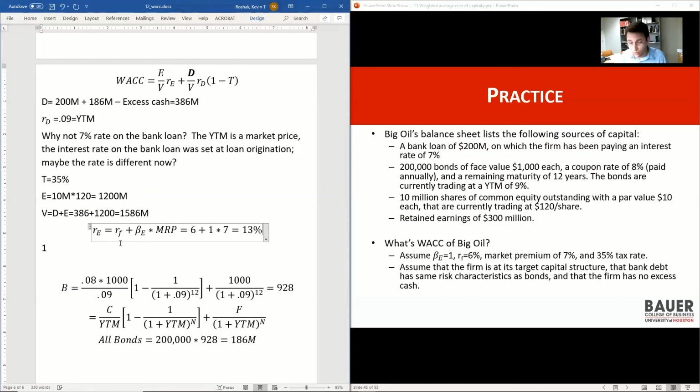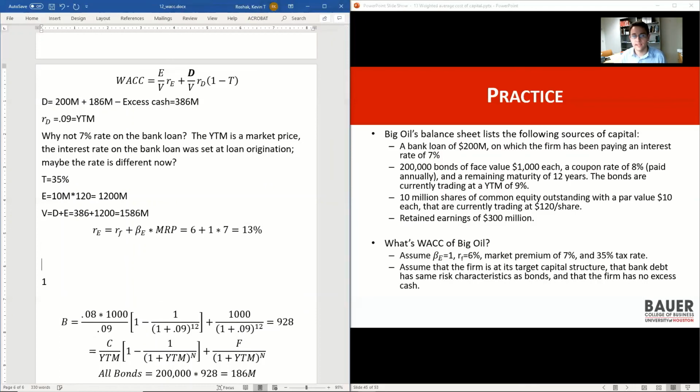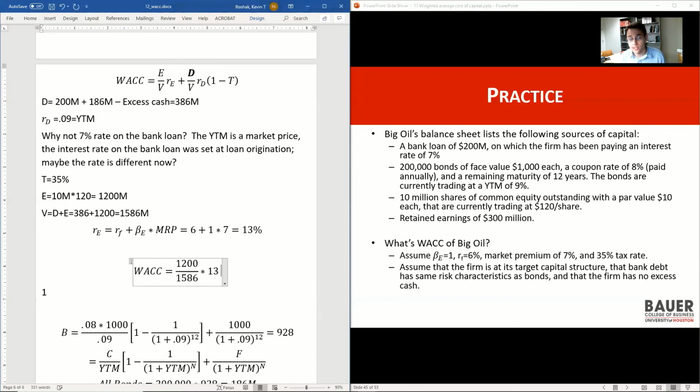We get a 13% required return on the equity. Last thing is just plugging it all into the formula. We've got 1,200 in equity over a total of 1,586. The required return on the equity is 13. The debt is worth 386 out of a total of 1,586. The required return on the debt is 9. And then the tax rate is 35. So you just run that through your calculator and you'll get 11.26.